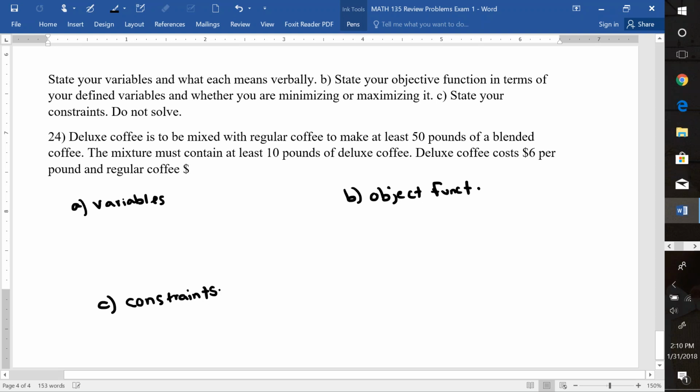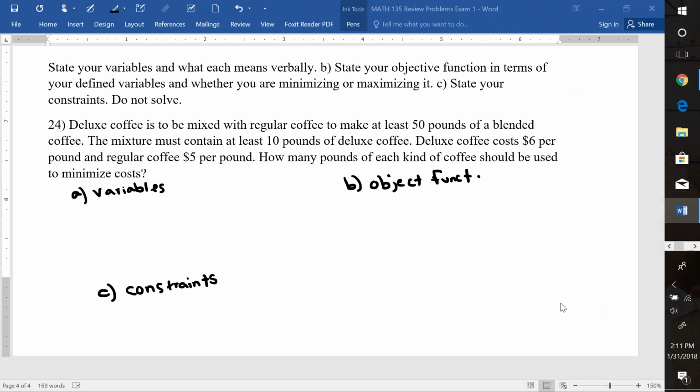Okay, so let's read through the problem. Deluxe coffee is to be mixed with regular coffee to make at least 50 pounds of a blended coffee. The mixture must contain at least 10 pounds of the deluxe coffee, and deluxe coffee costs $6 per pound, and regular coffee costs $5 per pound. How many pounds of each kind of coffee should be used to minimize cost?